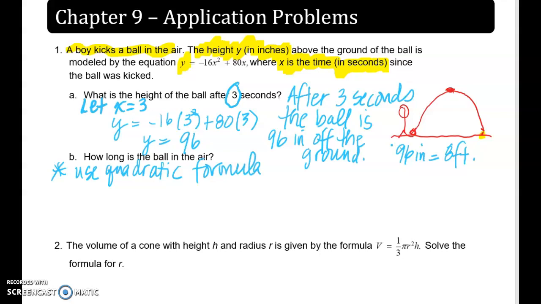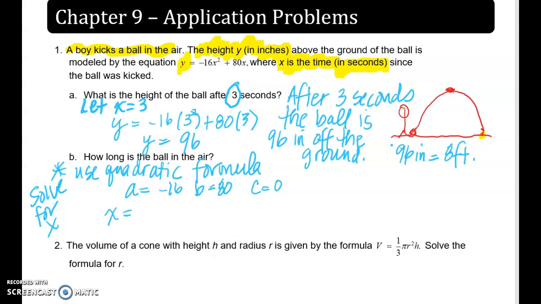Okay, and the reason I'm using the quadratic formula is because I need to solve for x. I can use any other method I want, but we already know the quadratic formula is a fail-proof method that allows us to solve for x no matter what form the problem is in. So in this particular problem, I want to look at my values of a, b, and c, and I can see that a is negative 16, b is 80, and c is equal to 0.